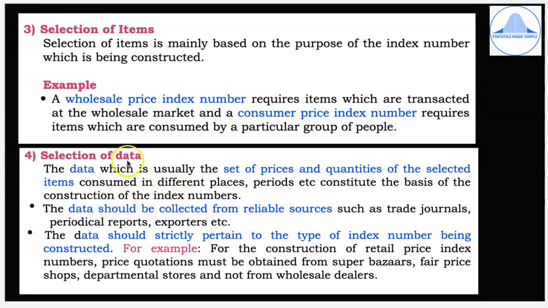Now, whatever data you are collecting, it should be from reliable sources such as trade journals, periodical reports, exporters, etc. And the data should strictly pertain to the type of index number being constructed. For example, a retail price index number will require price quotations which are obtained from super bazaars, fair price shops, departmental stores, and not from wholesale dealers.